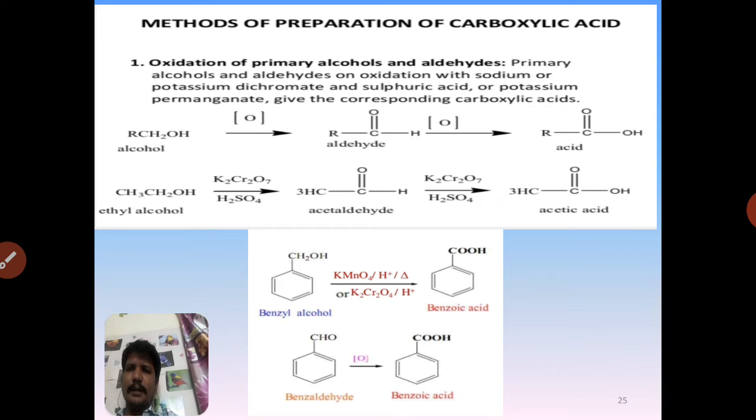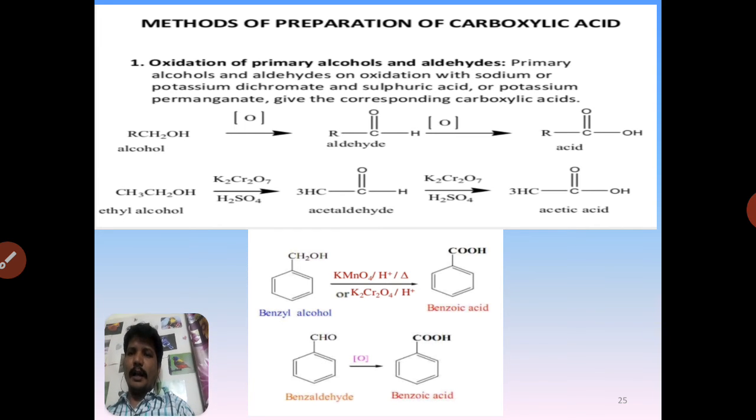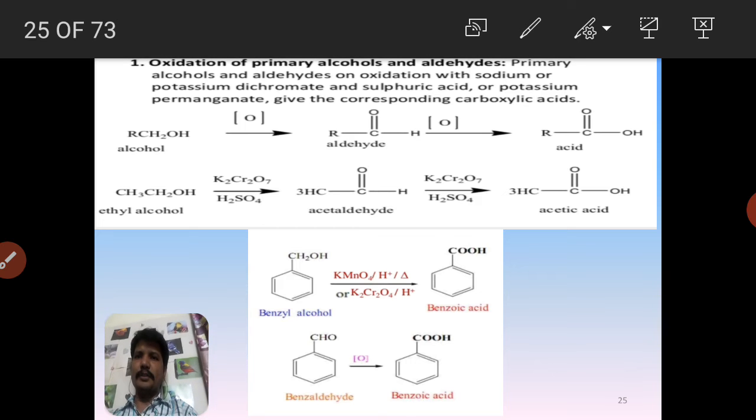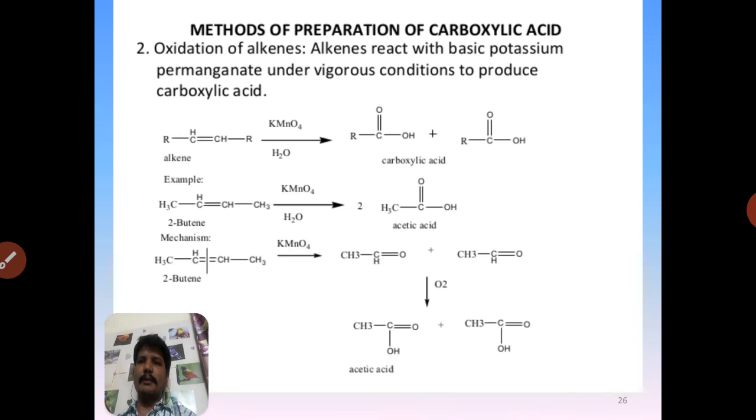Another example: the aromatic aldehyde can also be oxidized into the aromatic carboxylic acid. For example, benzaldehyde on oxidation by using acidic KMnO4 or potassium dichromate gives benzoic acid. This is a good method for preparation of the carboxylic acid. This is the first method for preparation of the carboxylic acid.